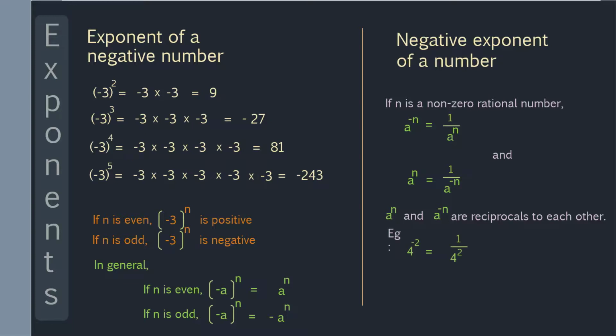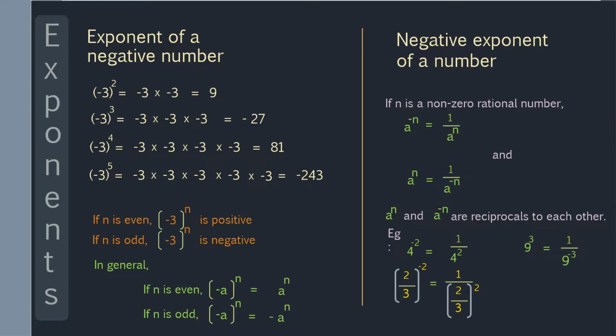For example, 4 raised to negative 2 is equal to 1 by 4 raised to 2. 9 raised to 3 can be written as 1 by 9 raised to negative 3. Can you say what will be 2 by 3 raised to negative 2? Negative power of the fraction is 1 by positive power of the fraction. So 2 by 3 raised to negative 2 is equal to 1 by 2 by 3 raised to positive 2.